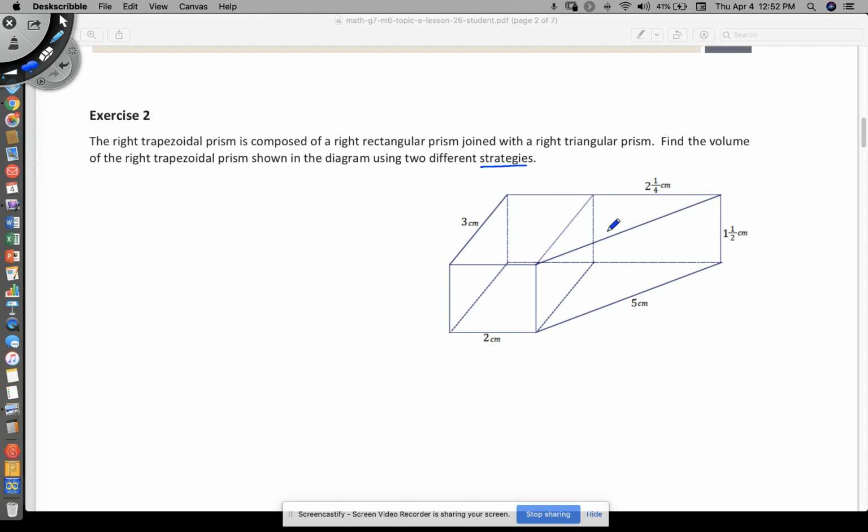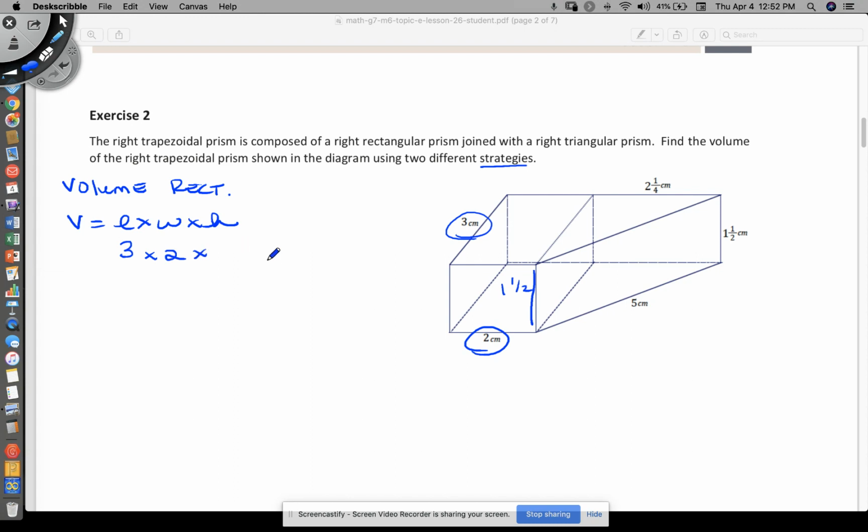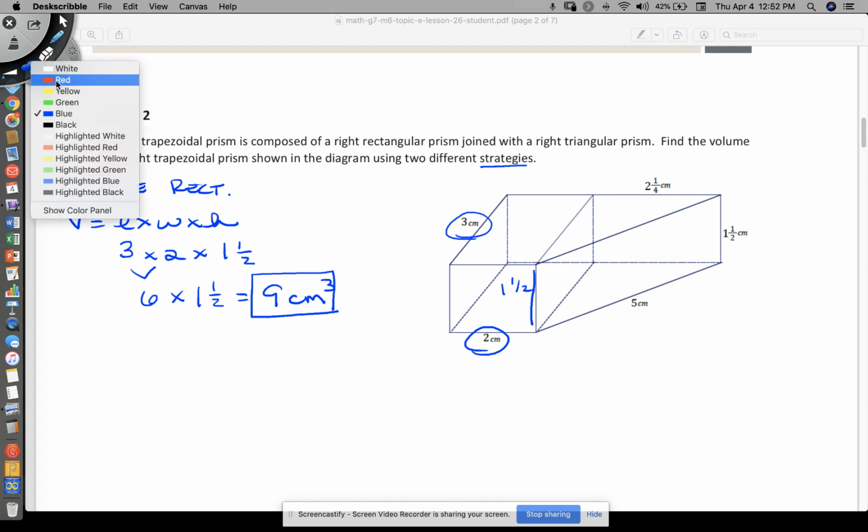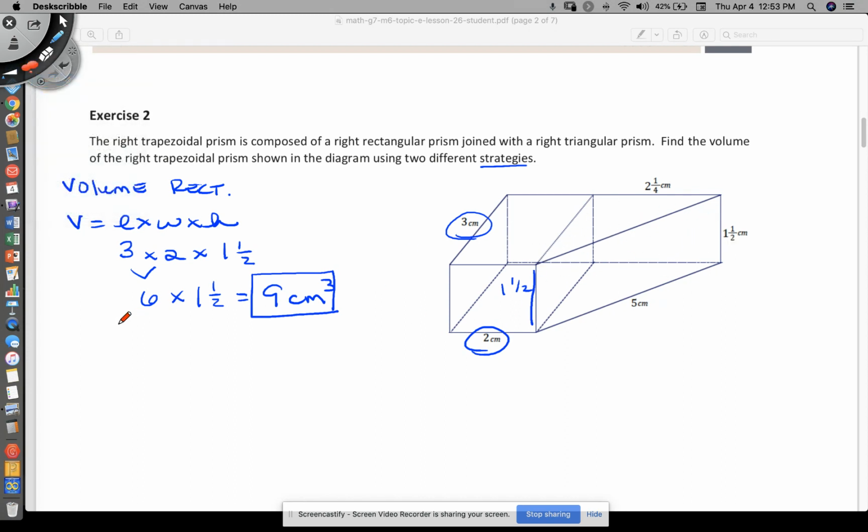So my strategy is to break it apart into 2. I'm going to say volume of the rectangle first. And that's going to be volume equals length times width times height. So that's going to be 3 times 2. And then the height's way over here, but I can put it over here. It's 1.5. So we're going to say 3 times 2 times 1.5. That's going to give me 6 times 1.5, which gives me 9 centimeters cubed. So there's one answer. Now I'm going to go and find the volume of the triangle.